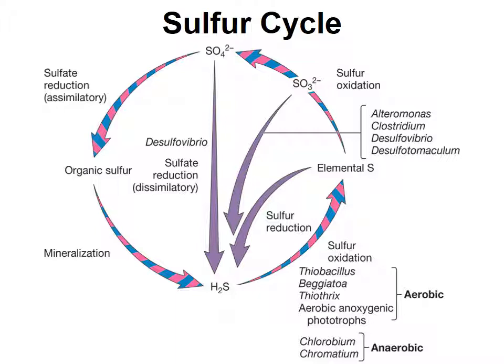Elemental sulfur reduction is at the centre of the cycle to the right. Elemental sulfur reduction to sulfide is carried out by various microorganisms. And the oxidation of sulfur, which we can see on the right hand side of the cycle, can be carried out by a wide range of both aerobic and anaerobic microorganisms.